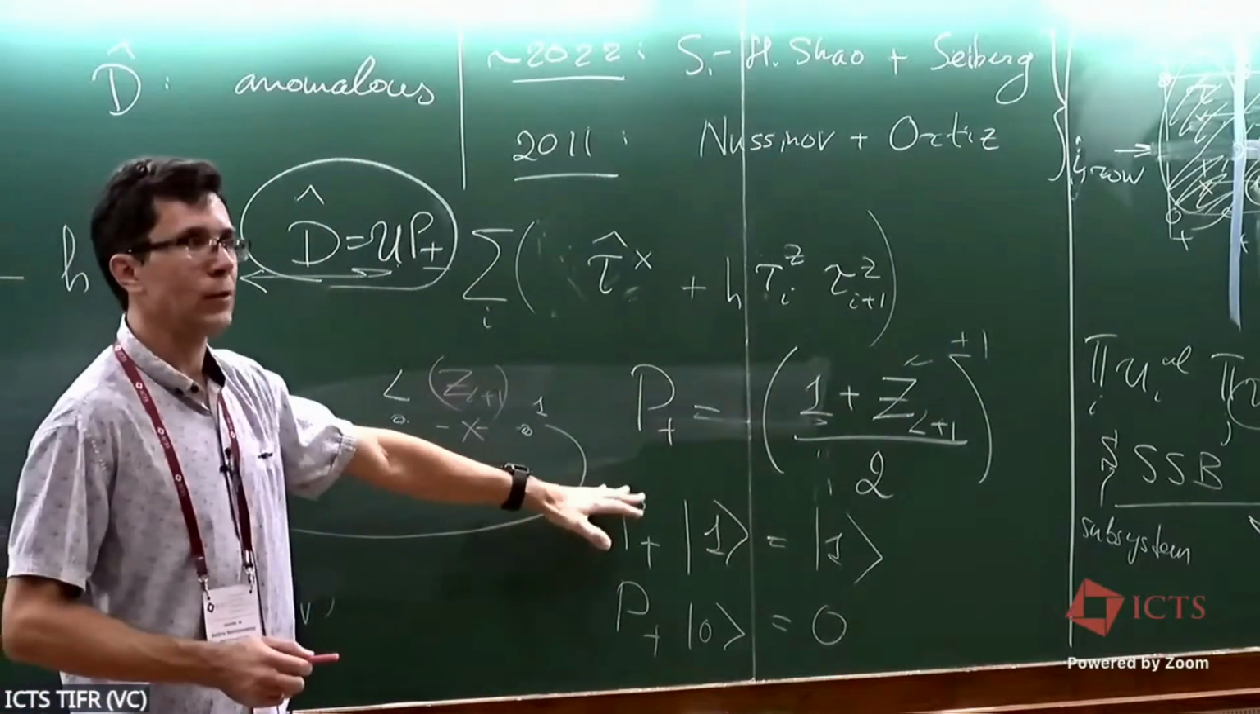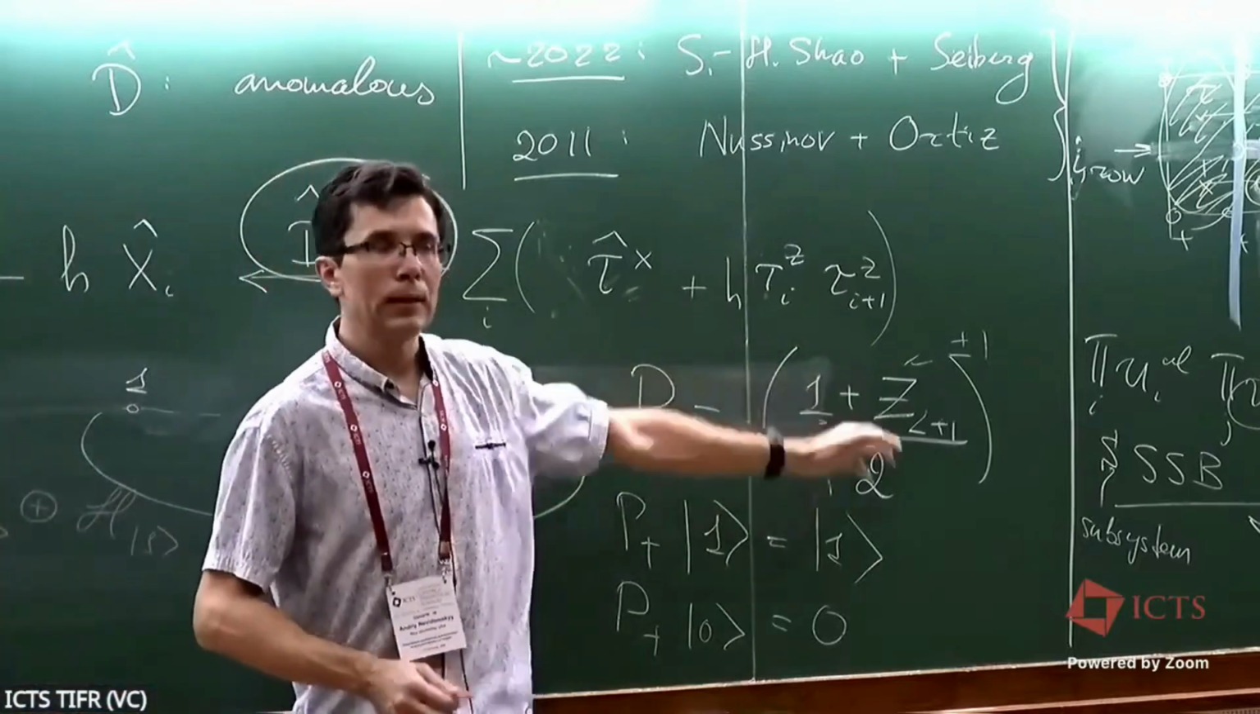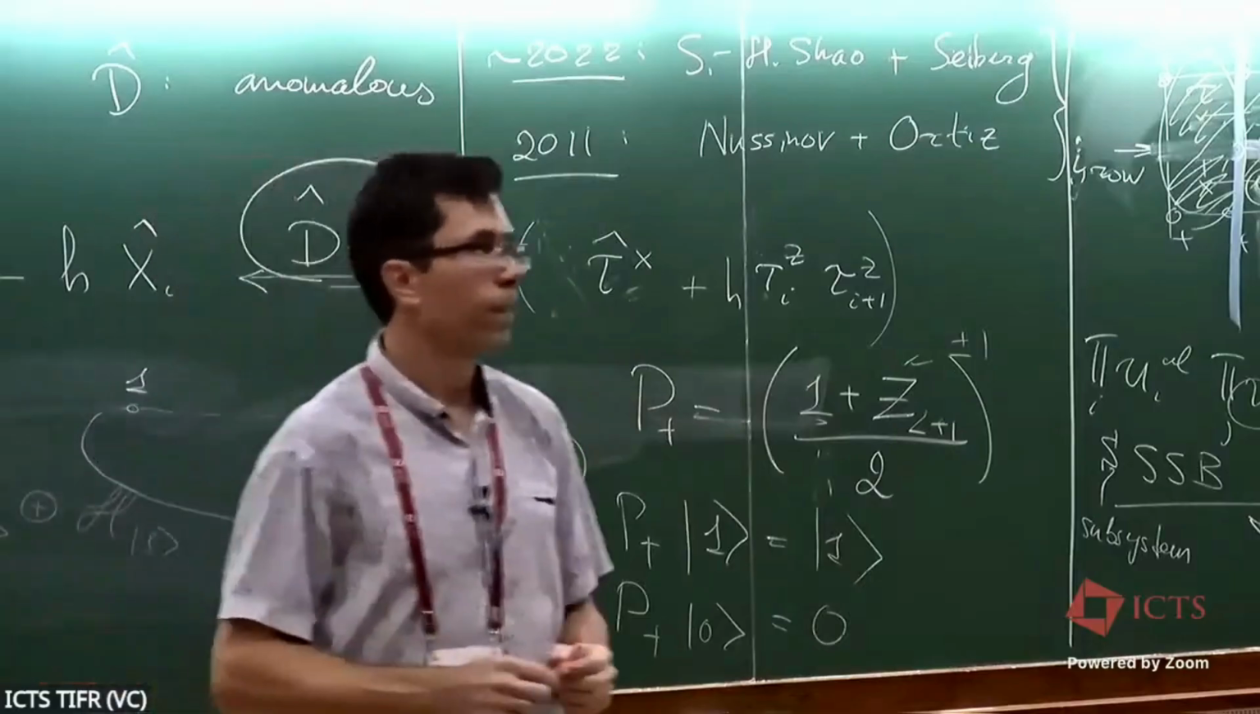projector operator acts trivially on the original Hilbert space. It only touches the ancilla. It doesn't touch the original code qubits. Yes?